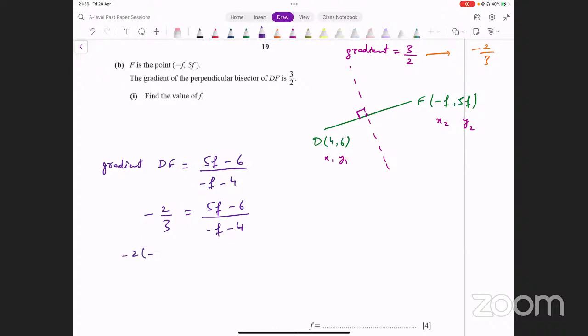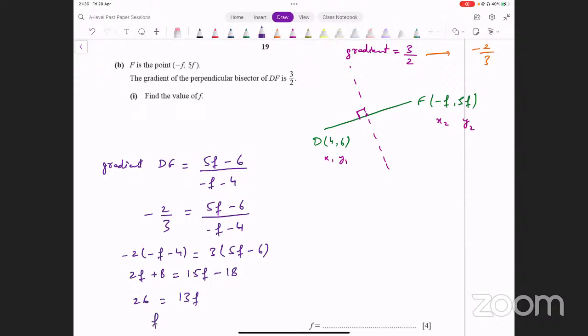Minus 2 into minus f minus 4, that equals 3 into 5f minus 6. ठीक है, इसको simplify करें. आपके पास क्या आता है? Minus 2 into minus f, that is 2f. Minus 2 into minus 4, that's plus 8. On the other side, we have 15f minus 18. And that gives us 13f equal to 8 plus 18, which is 26.